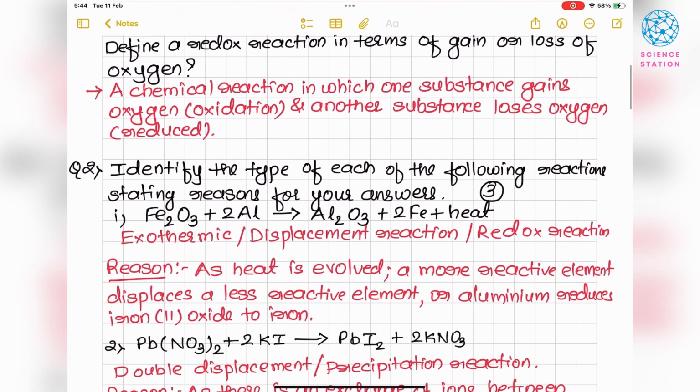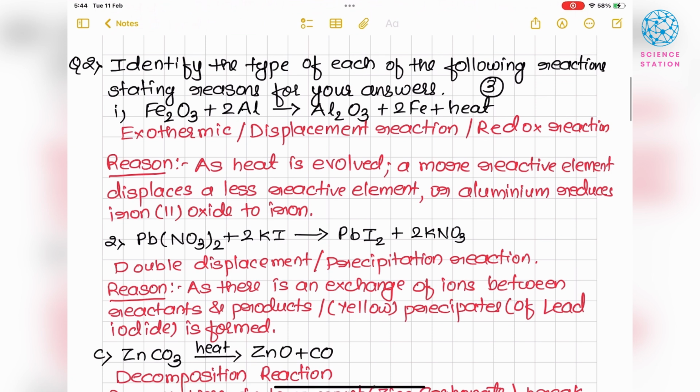Then, coming to the second question, he is saying identify the type of each of the following reactions, stating reasons for your answer. First one says Fe2O3 plus 2Al gives Al2O3 plus 2Fe plus E. So this will be exothermic reaction. It is also displacement reaction as the elements are displaced, and it is also a redox reaction. So it is three types of reaction together.